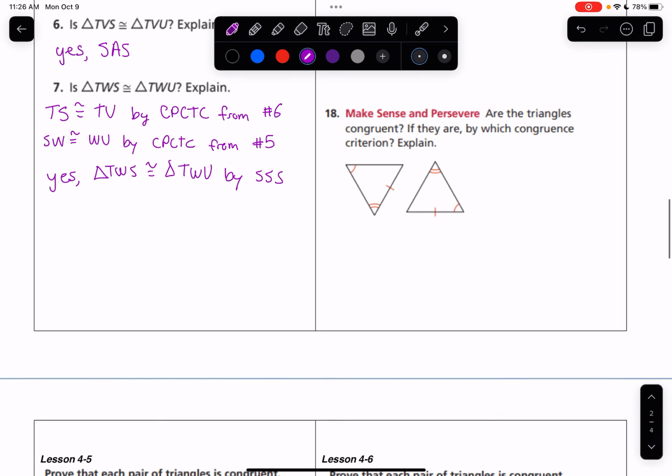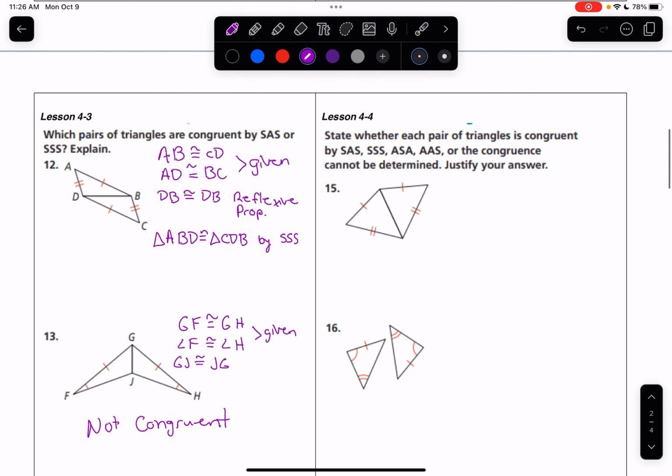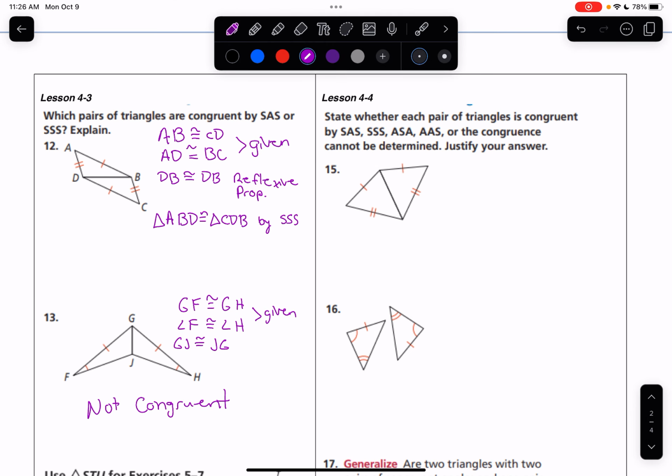All right, let's keep going here. Number 15 and 16 state whether each pair of triangles is congruent by side, angle, side, side, side, side, angle, or angle, angle, side. Or the congruence cannot be determined. So these two triangles, they don't have labels on them, so we don't need to write congruency statements, but we can see that they share this side in the middle, so they're congruent by side, side, side.